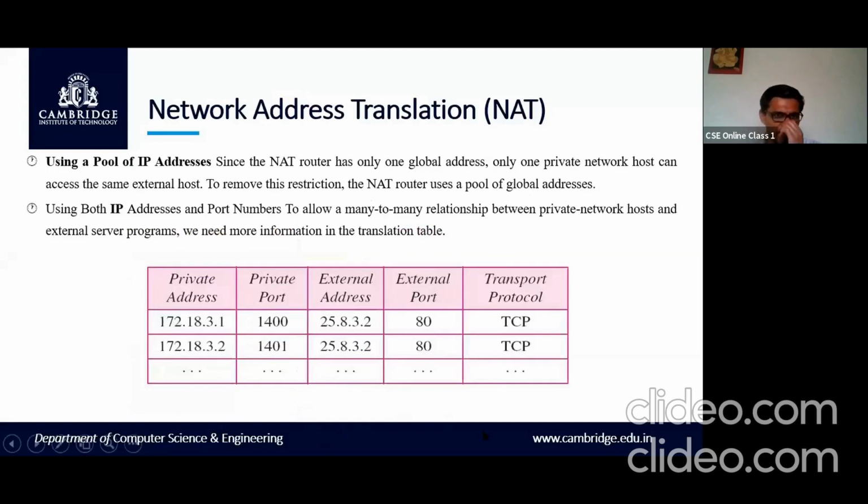So there will be some cases. What happens is there is a pool of IP addresses. The NAT router has only one global address, but there may be multiple private networks, with only one NAT router. In such a case, what happens? We have a pool of IP addresses, and port numbers will be mentioned. For one private network, this is a port number. For another private network, this is a port number, and the external port also differs, mentioned like 8080. So that is how it is done.